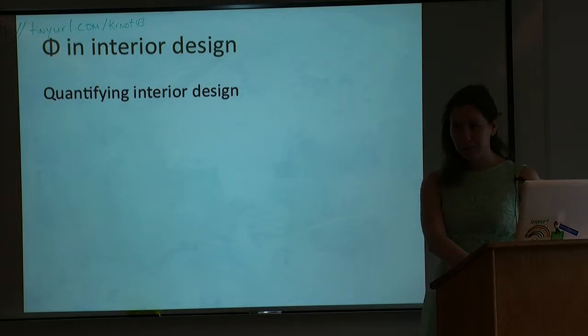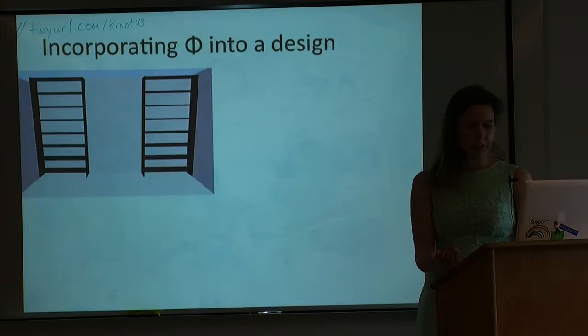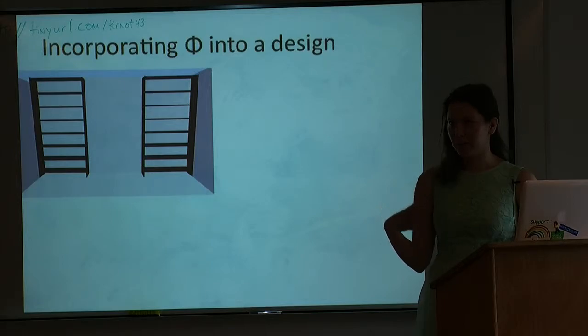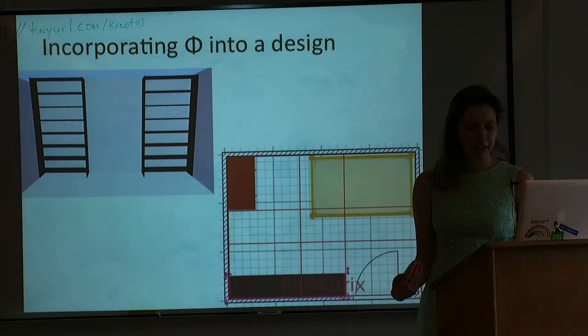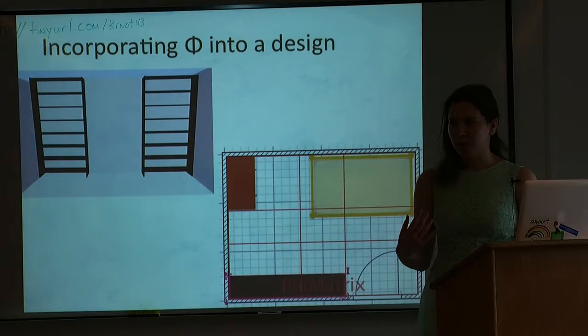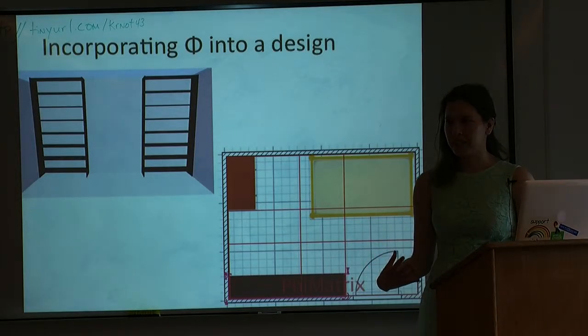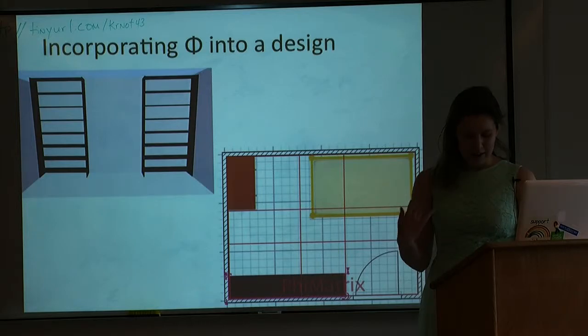So I thought of a couple ways to do this. The first is with shelves or some other visual aspect to divide a wall up into a golden rectangle. And you can also do a similar thing with furniture and the floor plan, or you can use furniture that has golden rectangles in it or curtains.